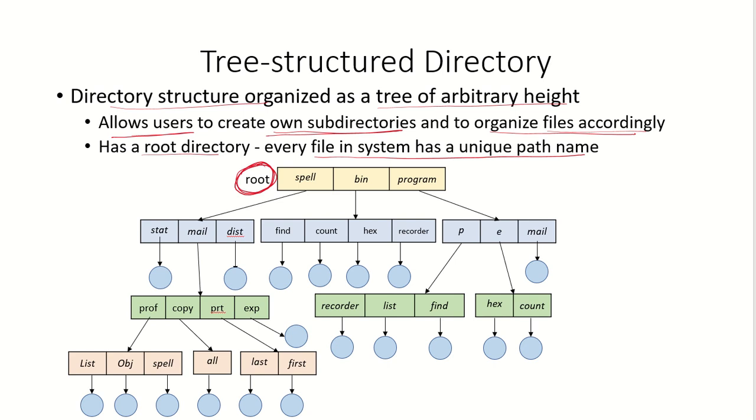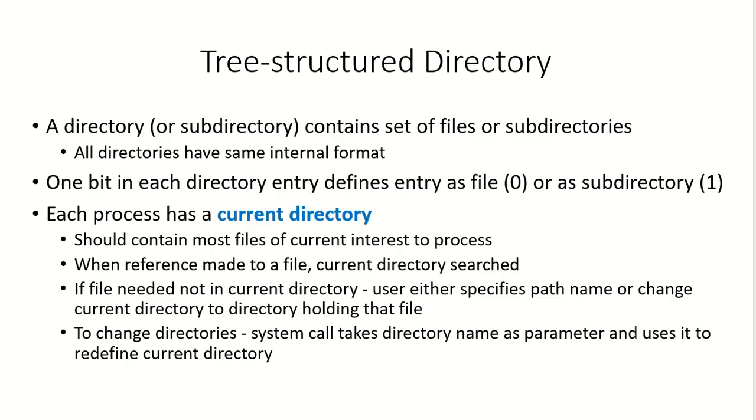So this root directory has certain entries for different directories. At the next level, this is one subdirectory, this is another subdirectory, and so on. This is pointing to this file, and here this subdirectory has again another subdirectory, and each of these is again a subdirectory, and these are the files. So we can form a tree structured directory also.